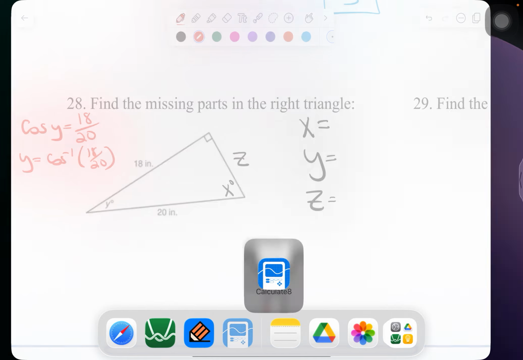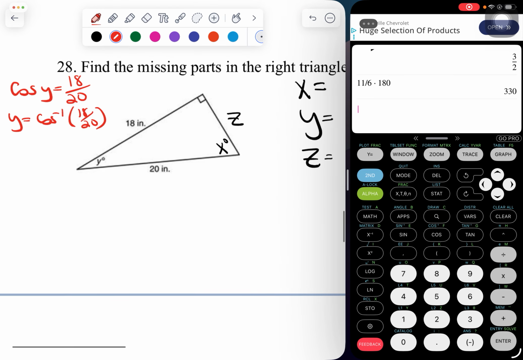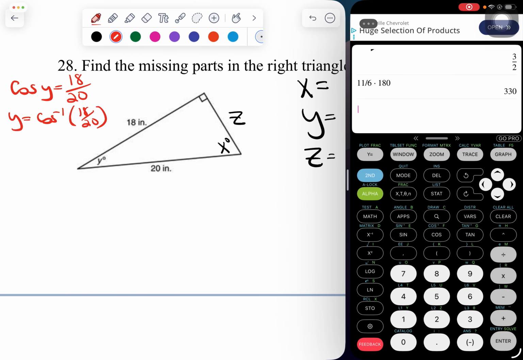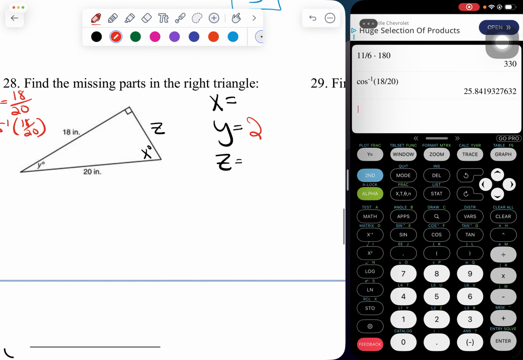Let's go ahead and grab that calculator back. Shrink it just a little bit and expand this one. Okay, so inverse cosine, I'm going to do second cosine. That gets a little inverse notation there. 18 over 20. Am I in the right mode? I am in the right mode. That's important stuff to know. All right, so Y is equal to 25.84. This is degrees because it's an angle. So there's what Y is.